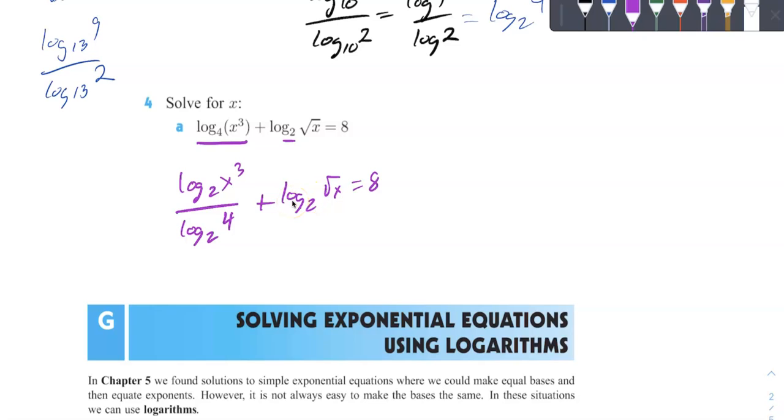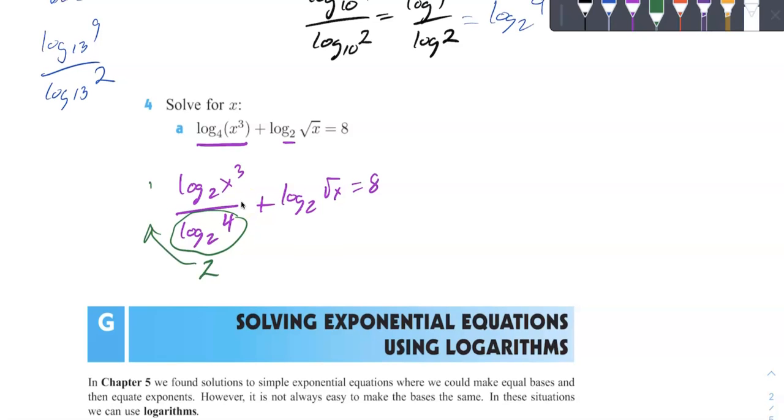Now what does that also let me do? Well, this right here reduces. Log base 2 of 4, right? 2 to a power equals 4. This is just 2. This is log over 2, so I'm just going to write it as 1/2. So 1/2 log base 2 of x cubed plus log base 2 of radical x equals 8.